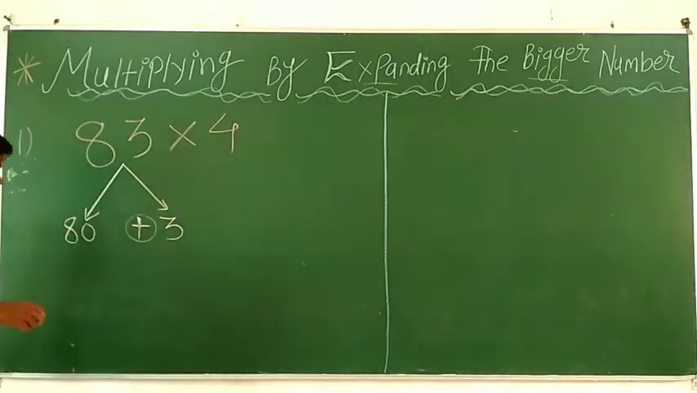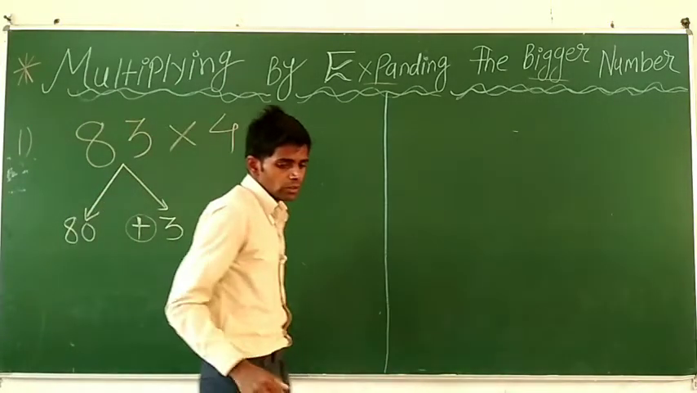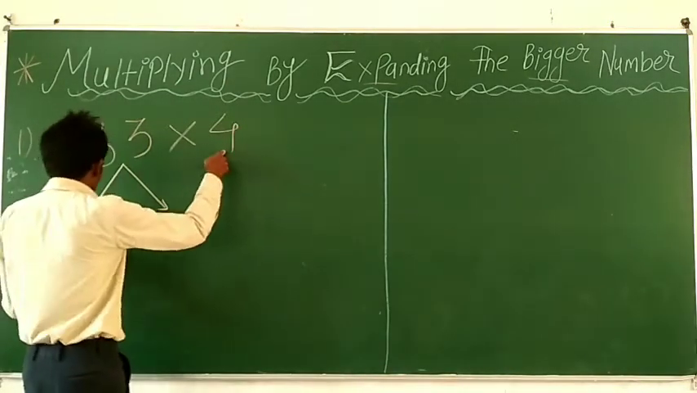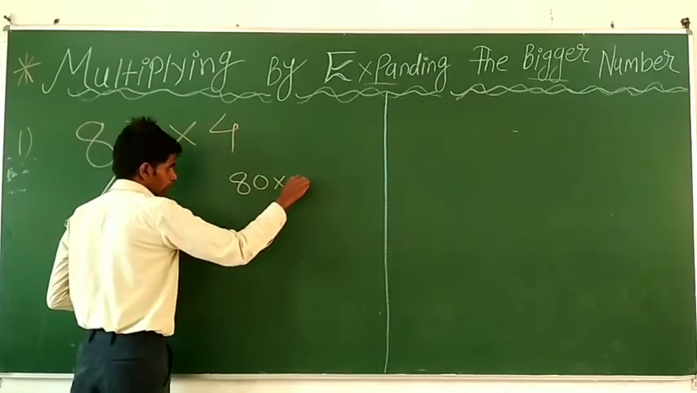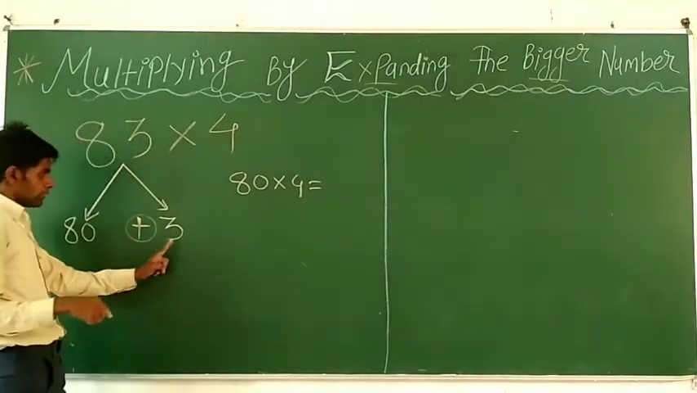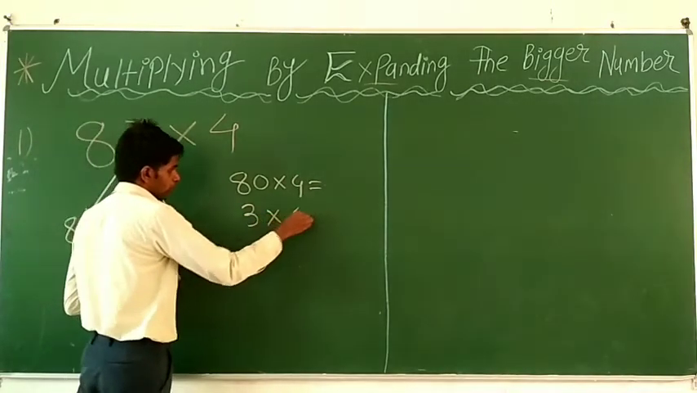Okay? Look everyone here. We will multiply. What will we do here? We will multiply this 4 and 80. Okay, 80 multiplied by 4 and we will multiply this 3 and 4. 3 multiplied by 4.